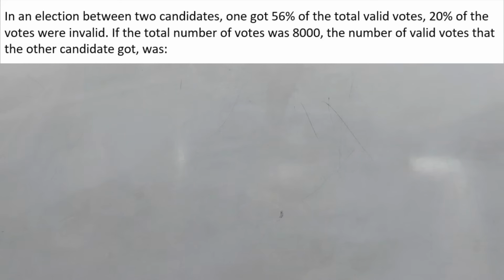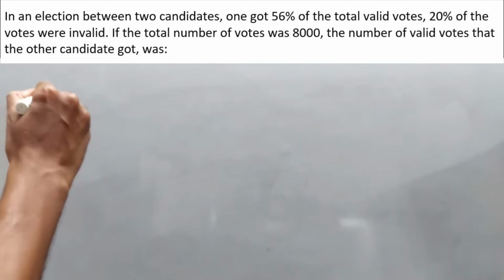Next one. In an election between two candidates, one got 56% of the total valid votes. Please mark this, valid votes. 20% of the votes were invalid. Very, very important part: 20% votes were invalid. If the total number of votes was 8,000, find the number of valid votes that the other candidate got. Stop it here, please, and try it by yourself. You will get benefited with this process.